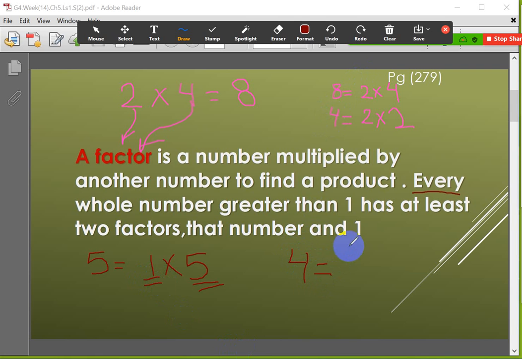multiply by each other, the answer or the product will be 4. It's 2 multiplied by 2, right? But I have other factors. Look, if I also multiply 1 by 4, the product will also be 4. So for any number, the factors will be 1 and the same number at least. Okay? So look here, 4 has 2, 1 and 4, 3 factors for the same number.